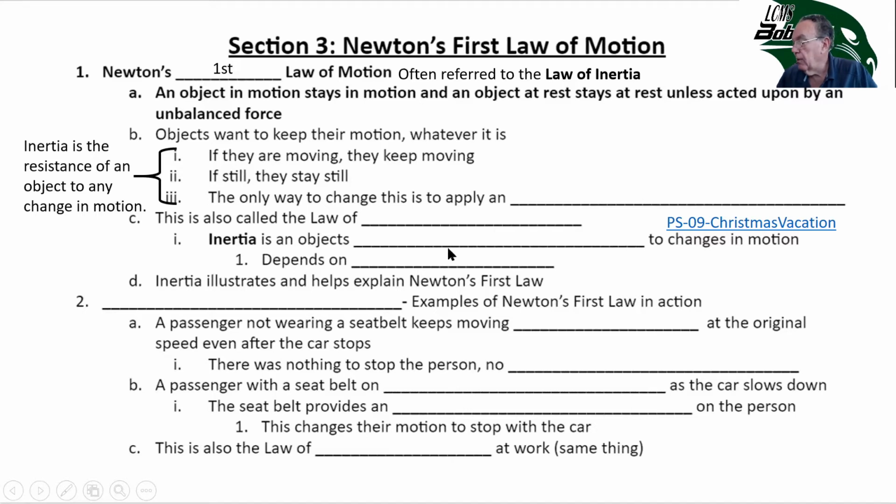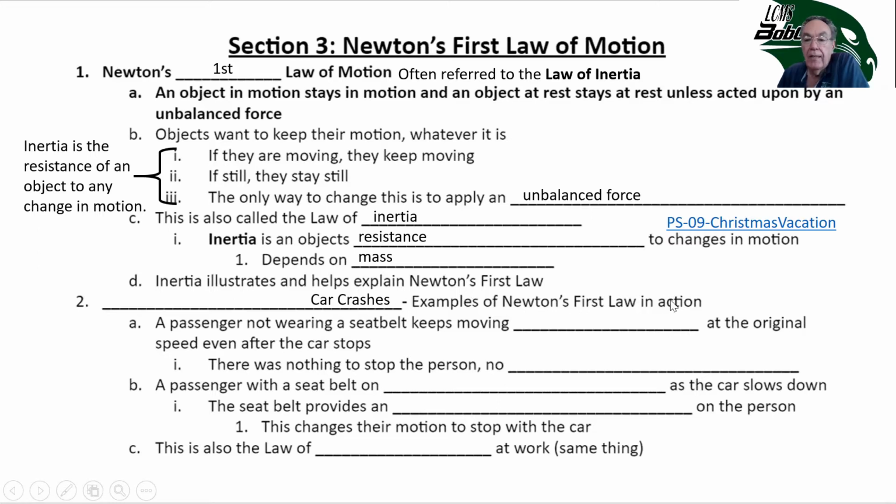it's inertia. And the only way to overcome that is to apply an unbalanced force. This, as we said, is called the law of inertia. Inertia is an object's resistance to changing its motion, and it depends on mass. So really, inertia just kind of measures the first law of motion.